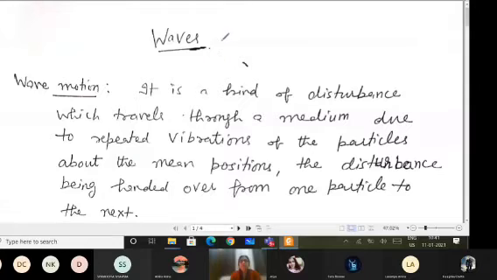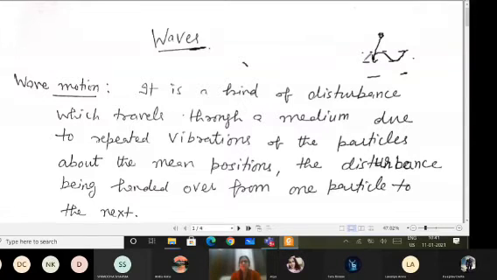And the name waves you are very much familiar with, because you have learned in the lower classes that if you have a pool of water and you throw a stone in it, when the stone reaches the water, you are able to see the waves on the surface of the water. So these are water waves, we call them.